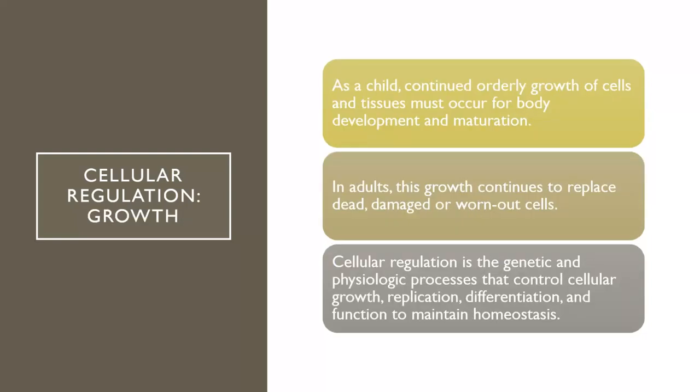So, cellular regulation, how our cells grow or adapt or mutate. Ultimately, as a child, we don't want them to mutate. We need to have continued orderly growth of those cells in our tissues to fully develop and mature. In adults, we'll see more of our dead cells being replaced and hopefully regenerated, any kind of damaged or worn out cells. So like take the red blood cell for example.